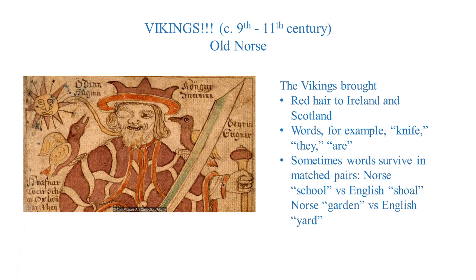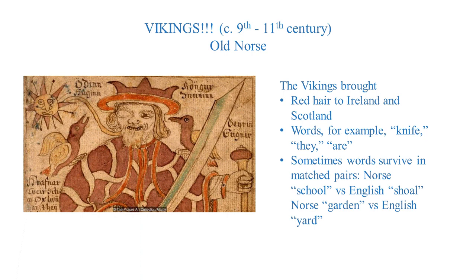Interestingly enough, sometimes these words survive in matched pairs. We have both the Old Norse word, but also the English word. This is the difference between our usual word school, and then sometimes you'll hear the English word shoal, used especially in reference to a shoal of fishes. In the same way, the word garden is of Scandinavian descent, whereas the word yard, which is the same word with a slight change in consonant at the front, is the English equivalent.